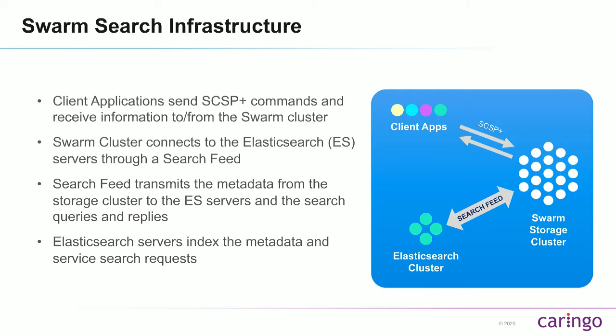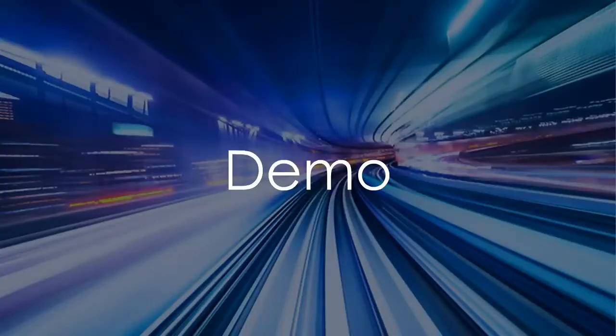So this is the way it works. You have client applications that send their SESP commands to the Swarm cluster. Swarm or Gateway makes the search request to Elasticsearch and transmits the data back to the client applications. Okay, so that was just a review of what we had covered in the last webinar. So now let's do a screen share demo.